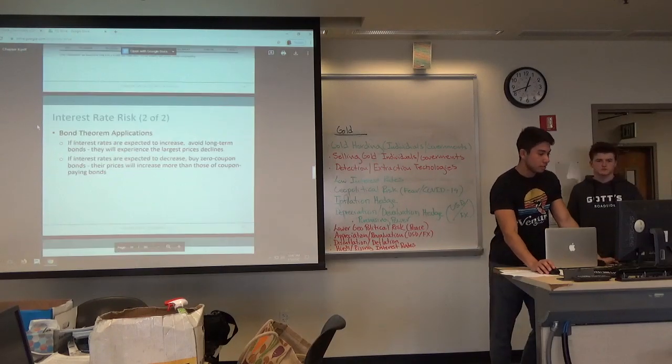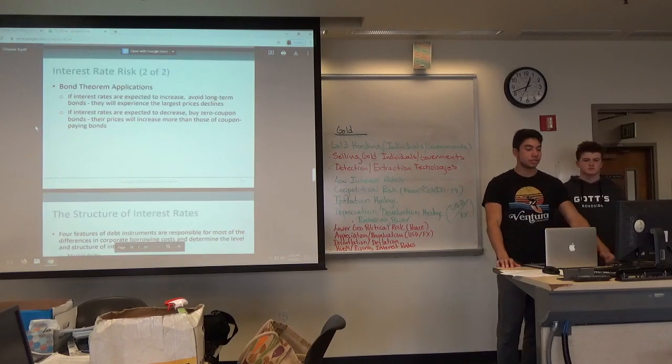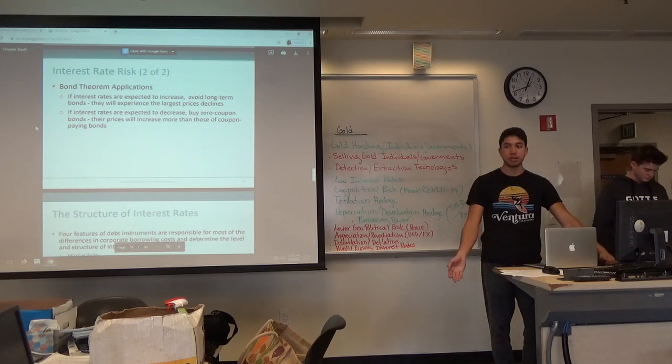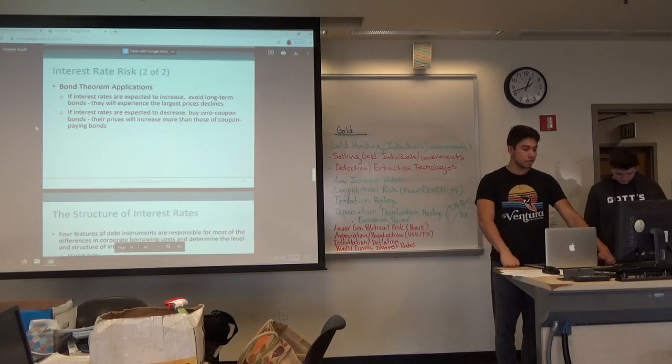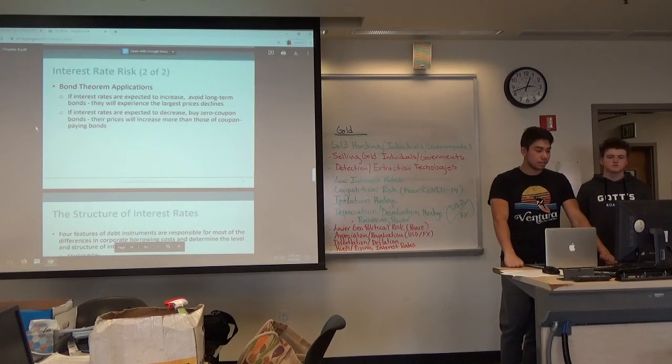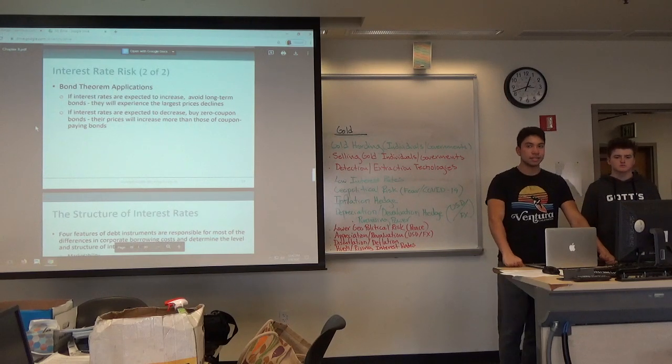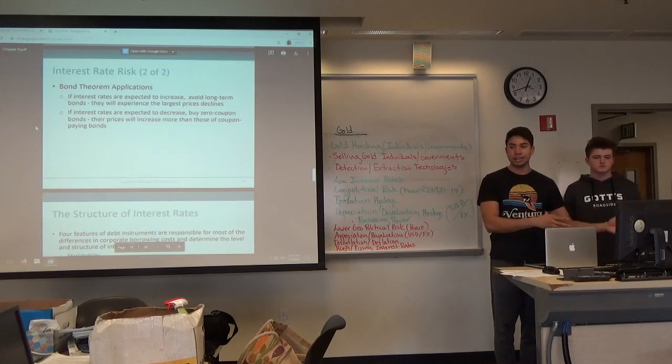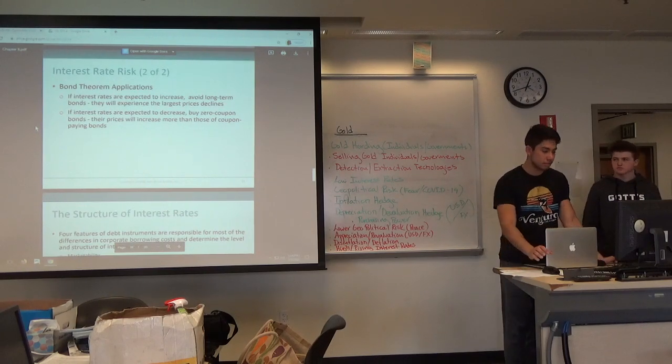And then back on it. Bond theorem applications. If interest rates are expected to increase, you should avoid long-term bonds because of the volatility. These will experience the largest price declines. And if interest rates are expected to decrease, buy zero coupon bonds because they just pay all at the end. They don't pay on the interest rates.